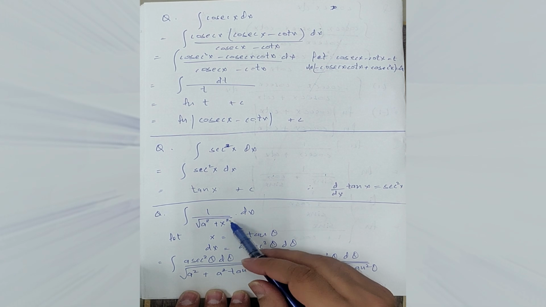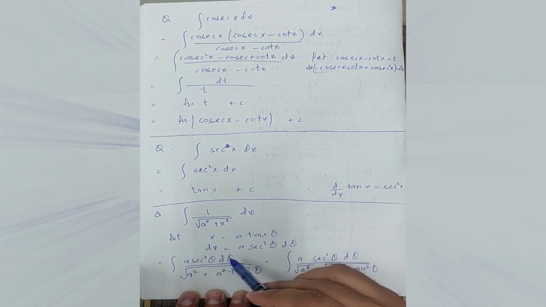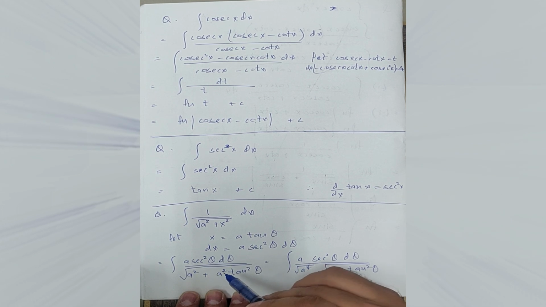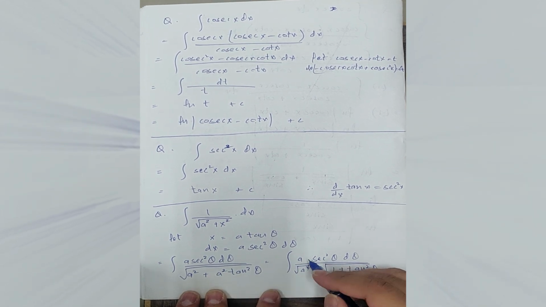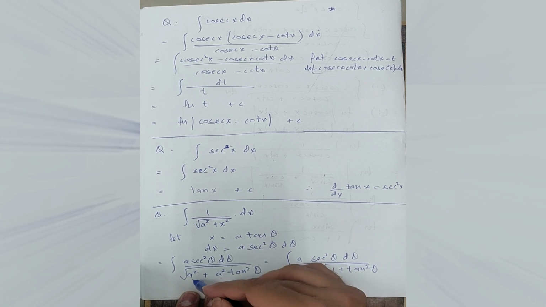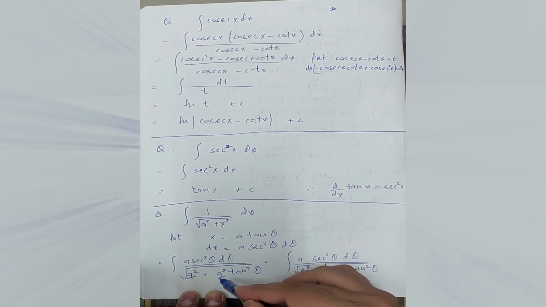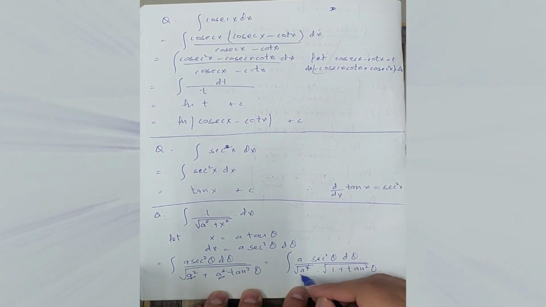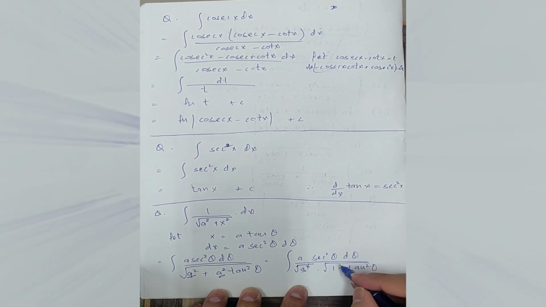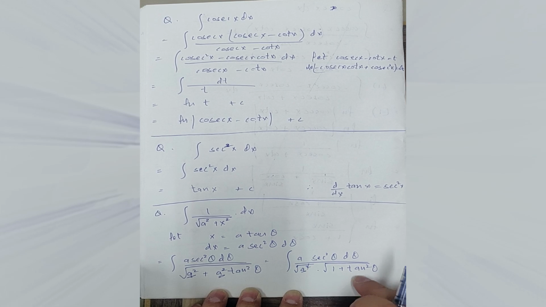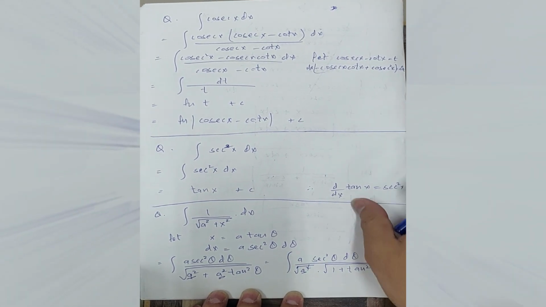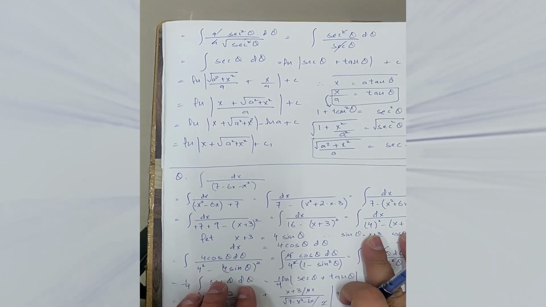Now I will put the value of x as a tan theta and dx as a secant square theta d theta. In the numerator we get a secant square theta d theta, and in the denominator the square root of a square plus a square tan square theta. Now this a square is common, so it can be taken out as I have done here, and the square cancels the square root, and 1 plus tan square theta is left as it is. Now moving to the next page.